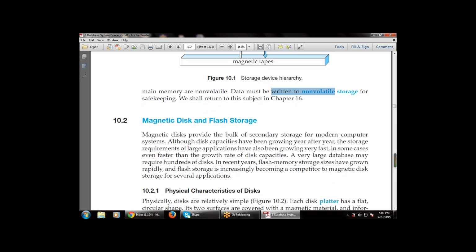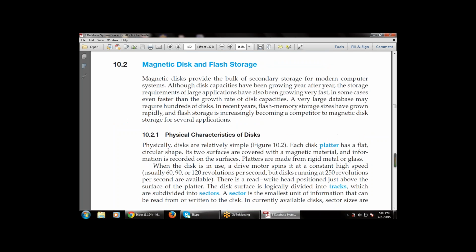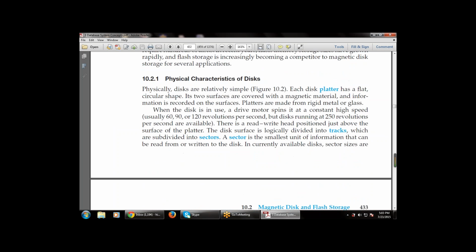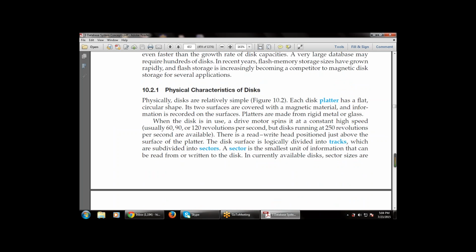Now, the first point is the physical characteristics of the disk, not data. That is, what are the various physical characteristics of the disk, how the disk will be maintained. So this is the physical storage. This is the diagrammatic representation of how to store the data on the magnetic disk.